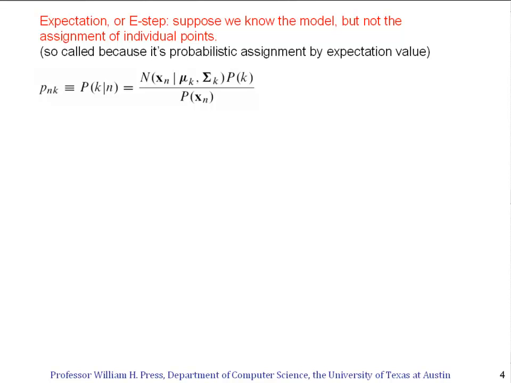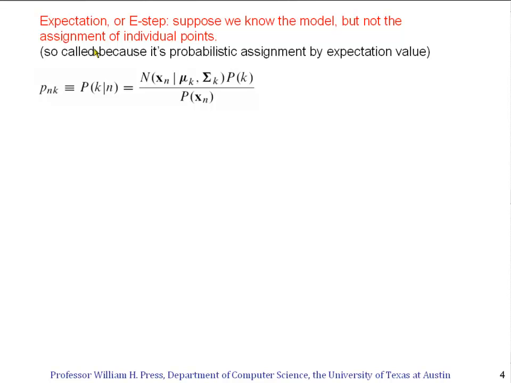Now, how do we find all of those quantities? We don't know where to start. We're just given a list of points. The key observation is that we can partition the problem into two kinds of hypotheticals that then interplay in a very useful way. So the first piece of this is called the expectation or E step.